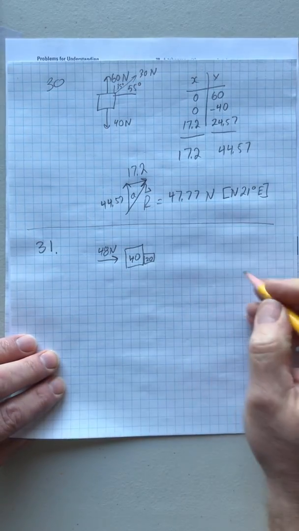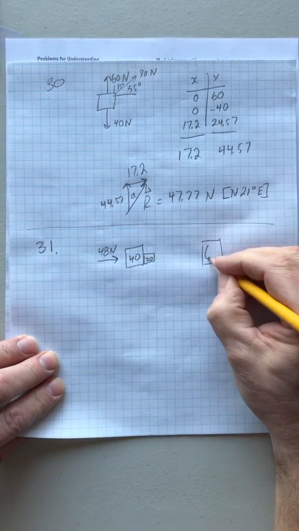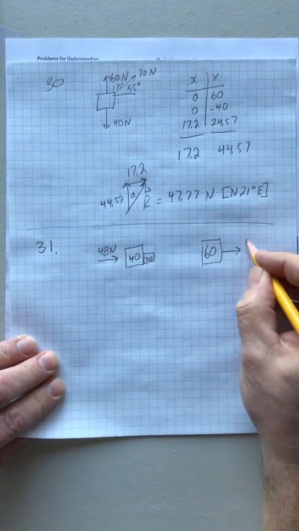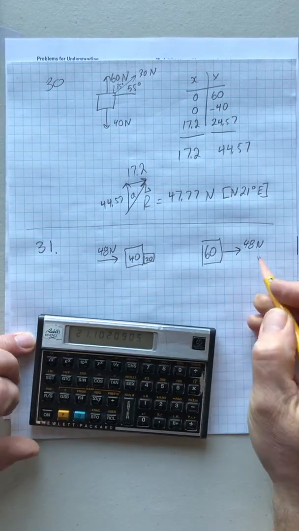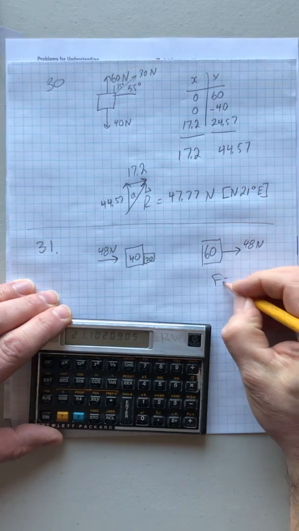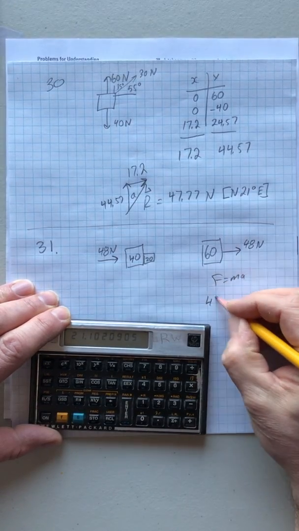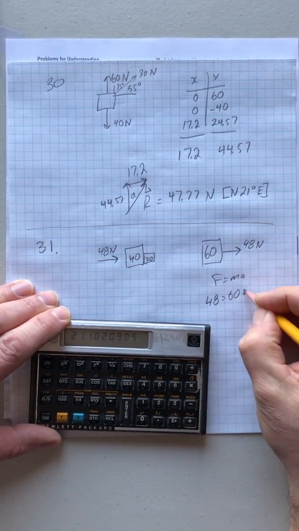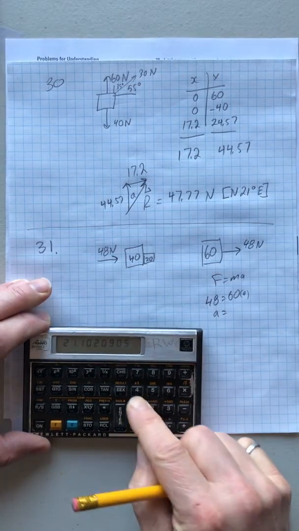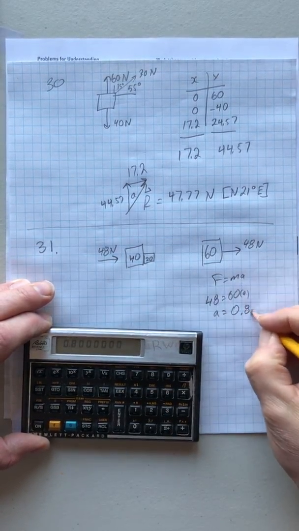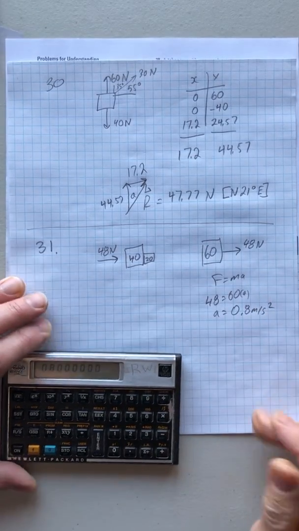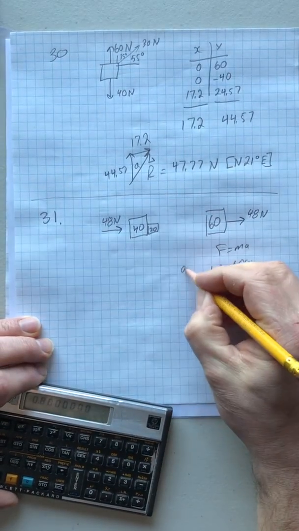So to redraw this as a whole system, you're going to have a 60 kilogram box with 48 newtons to the side. No mention of friction or anything, so that is the net force. F equals ma. 48 equals 60 times A. A will equal 0.8 meters per second squared. So that's the answer for A.